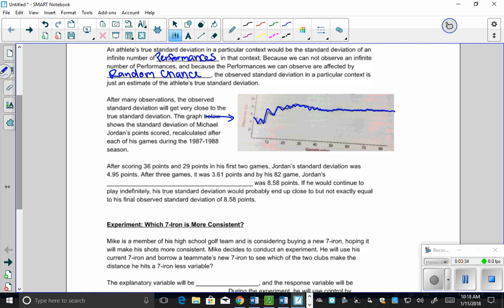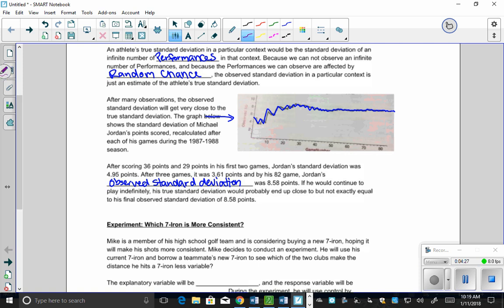So it says after scoring 36 points and 29 points in his first two games, Michael Jordan's standard deviation was 4.95 points. After 3 games, it was 3.61 points. And by his 82nd game, Michael Jordan's observed standard deviation was 8.58 points. If he would continue to play indefinitely, his true standard deviation would probably end up pretty close, but not exactly equal to, his final observed standard deviation of 8.58.